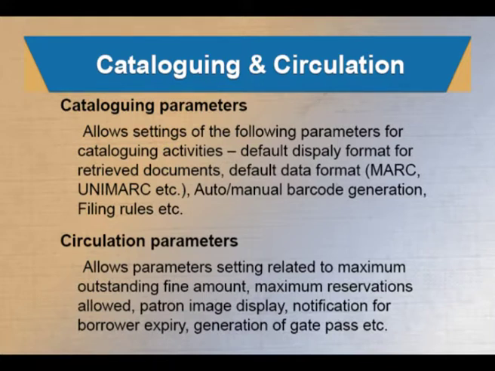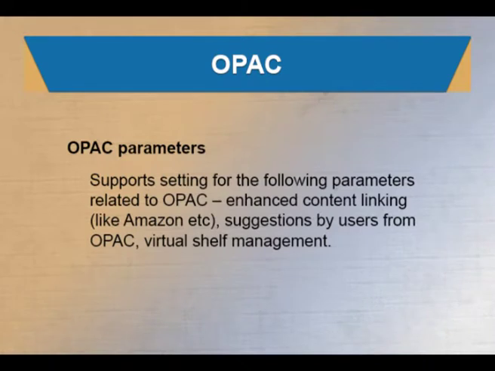In the circulation module or circulation parameters, we need to define parameters related to maximum outstanding fine amount, maximum reservations allowed, patron image display, notification for borrower expiry, generation of gate pass, everything. Now, when we go to the OPAC parameters, there are any number of parameters we will be discussing later on, but in the OPAC parameters, for example, you can define what external resources you can link with your local library catalog or local library OPAC. So, you can handle it right from here in the ILS administration.